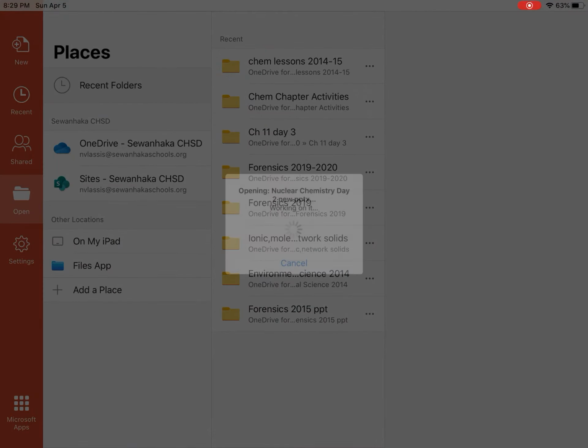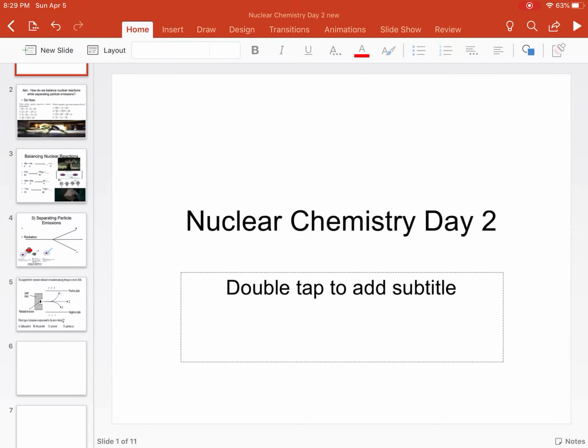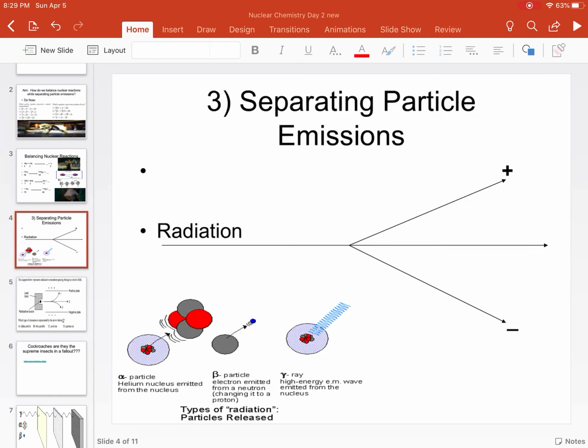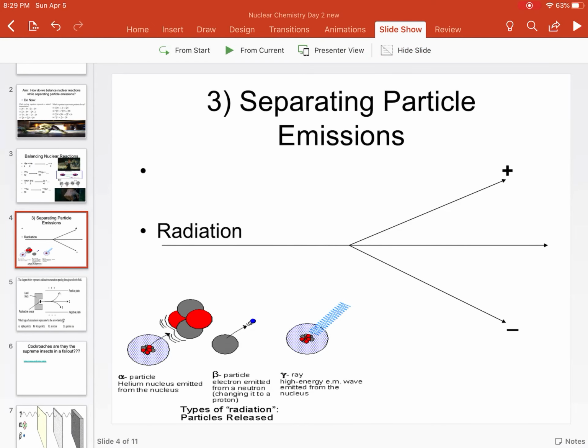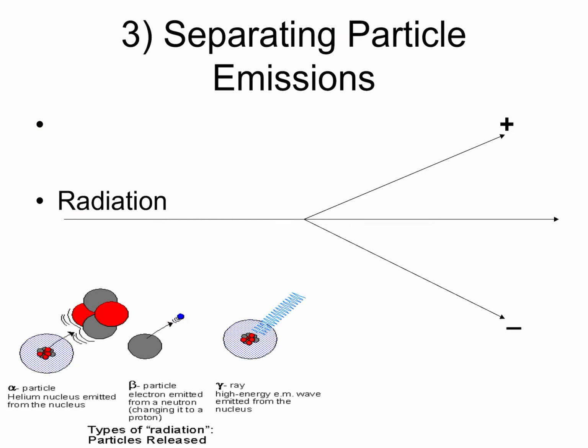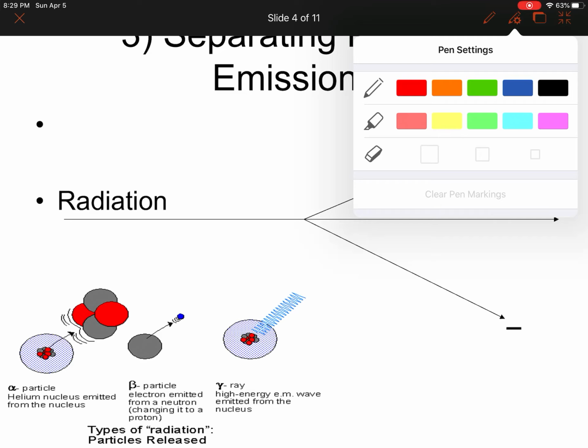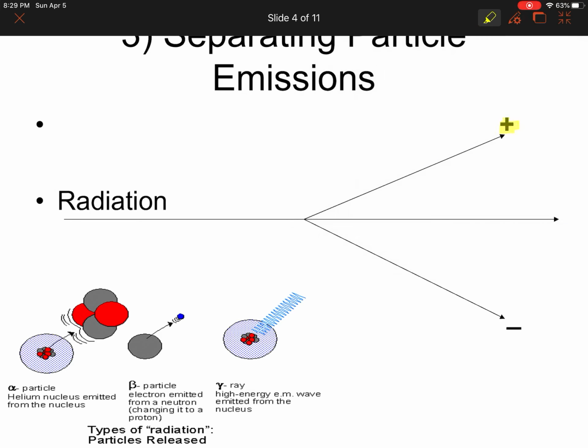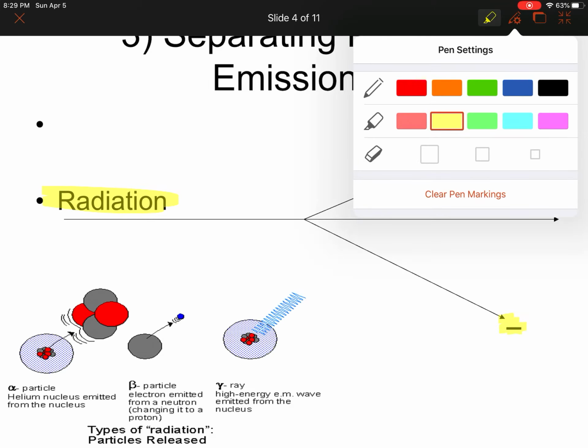Next slide here. Let's go over separating particle emissions. Well, guys, if you notice over here, this looks more like a magnet to me. I have a positive end and I have a negative end. And here are radioactive particles. They're all found on table N or O. So radioactive particles like to bend towards charges that are opposite.